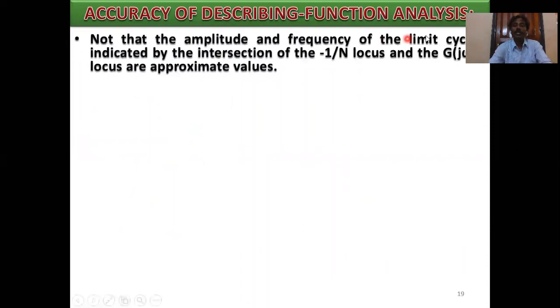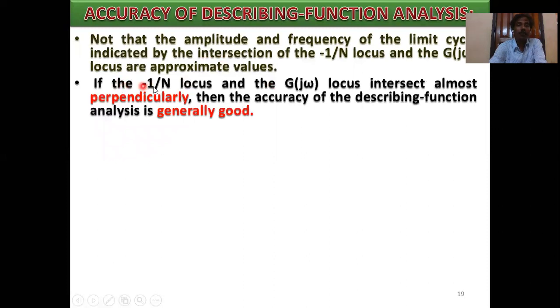Accuracy of describing function analysis. What is the accuracy? Note that the amplitude and frequency of the limit cycle indicated by the intersection of the -1/N locus and the z omega locus are approximate values. If the -1/N locus and the z omega locus intersect almost perpendicularly, then the accuracy of the describing function analysis is generally good.